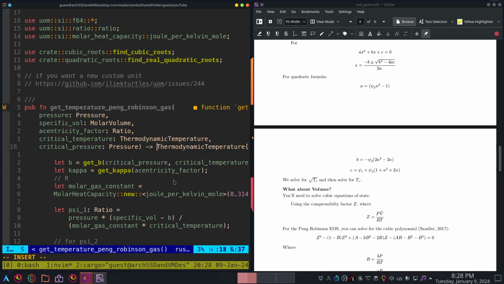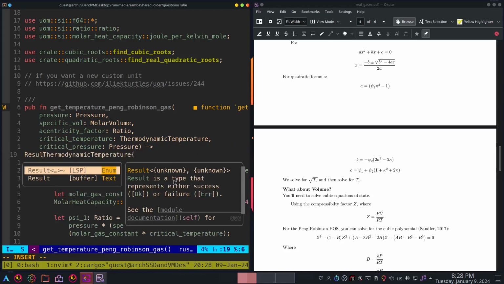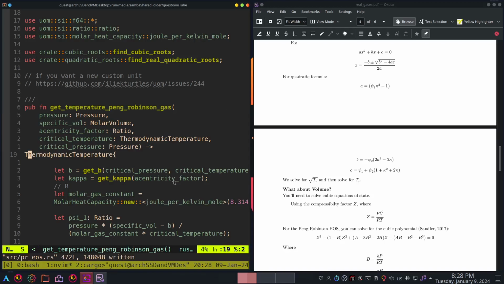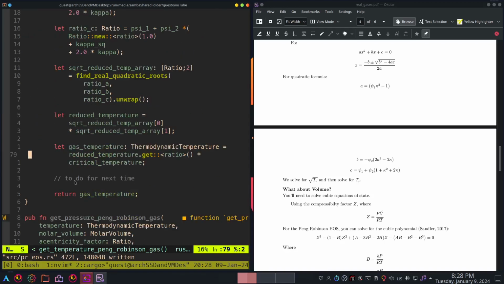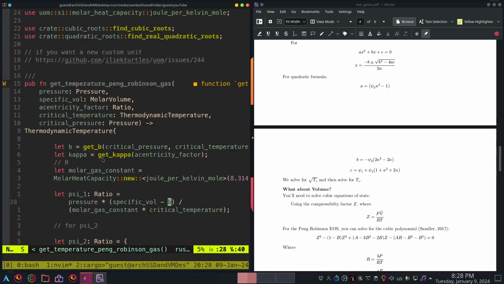So for this find temperature function, we have a part of the code that is not guaranteed to always return a real root. This find real quadratic roots function is not always guaranteed to give you a real root. Since that is the case, we should be returning a result rather than a thermodynamic temperature in order to handle the errors properly. So I have a cubic EOS error like so that I have a result.